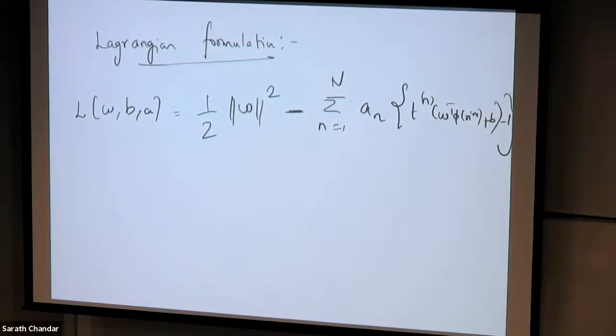Is that clear? My constraint was tn multiplied by (W transpose phi of xn plus B) is greater than or equal to 1. So I bring that 1 to the left hand side, so it becomes tn times yn minus 1 is greater than or equal to 0. Now I added this here with an. So a1 to capital N, greater than or equal to 0, are the Lagrange multipliers.